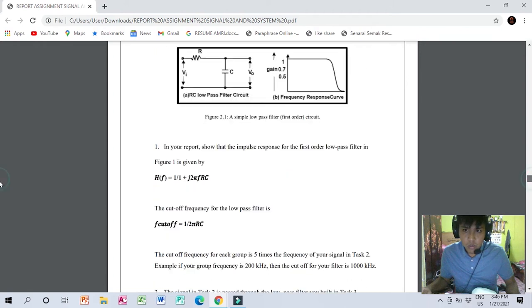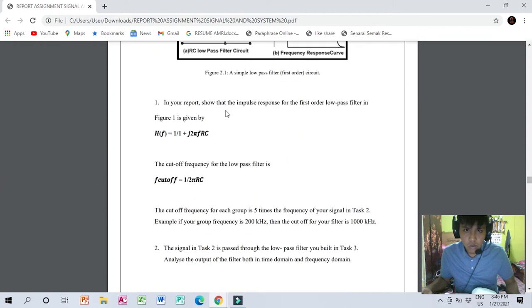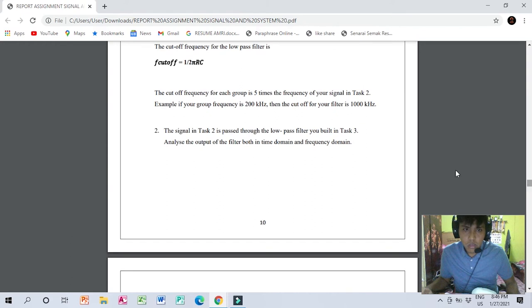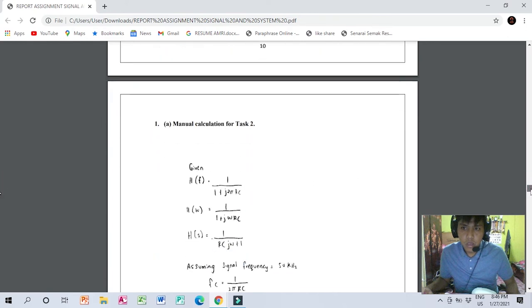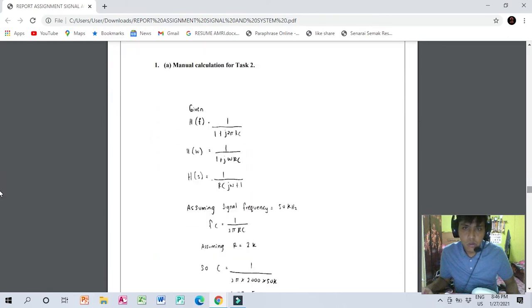So now I would like to present question number 3. The question is how to show the impulse response for the first order low pass filter and the cutoff frequency for the low pass filter. Here is the question. The cutoff frequency for each group is 5 times the frequency of your signal in class 2. And now I would like to show the manual calculation for class 2.